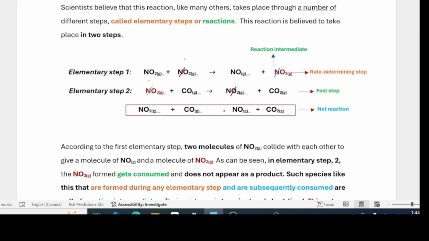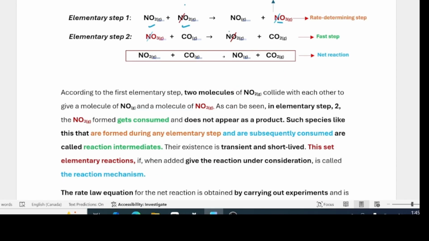In the first elementary step proposed, it is believed that a molecule of nitrogen dioxide reacts with another molecule of nitrogen dioxide to produce nitric oxide and this NO3 species here. In the second elementary step, the proposal is that the NO3 species that is formed reacts with carbon monoxide gas to produce a molecule of nitrogen dioxide and carbon dioxide.